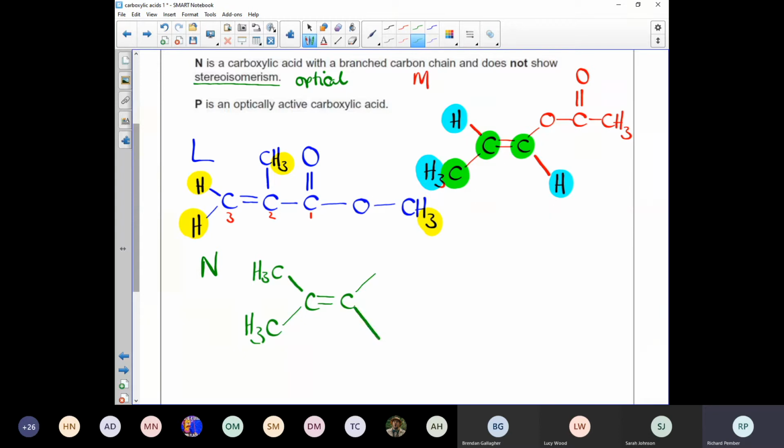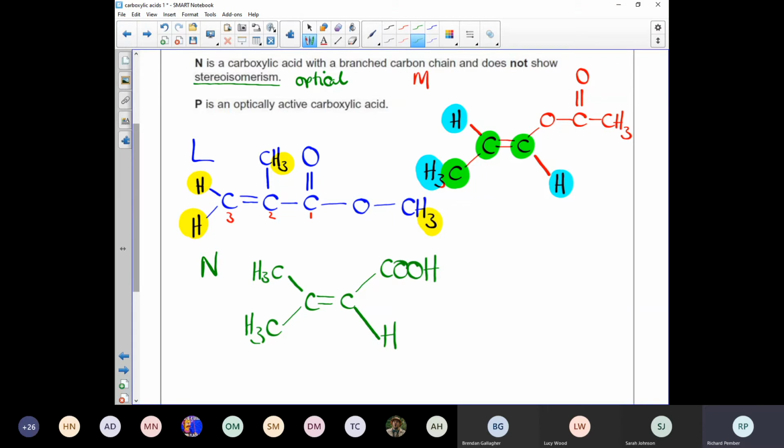And I've used up 4 carbons so far. Let's make it a carboxylic acid, because I've only got 1 carbon left. So there's 1, 2, 3, 4, 5 carbons. I've used up so far 7 hydrogens. There's my 8th hydrogen. So that works for this.